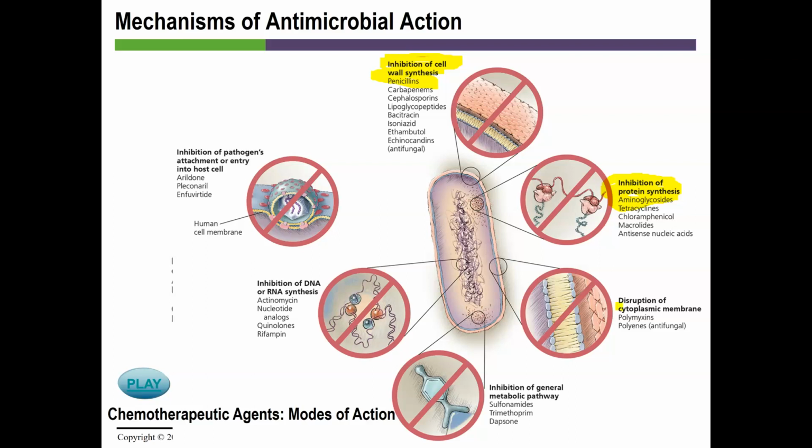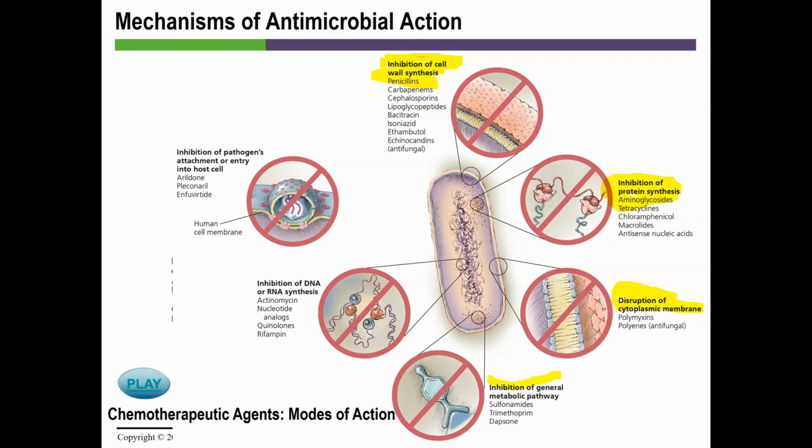The next category is disruption of the cytoplasmic membrane. Again, the drugs would have to target something in the cytoplasmic membrane that was different compared to our own cytoplasmic membranes in order to be effective against the bacteria and leave our cells largely unharmed. So it's targeting something in the cytoplasmic membrane. That's the third mechanism of action.